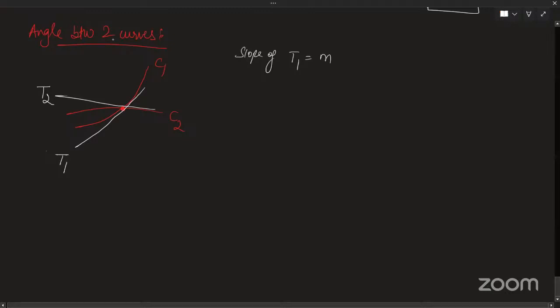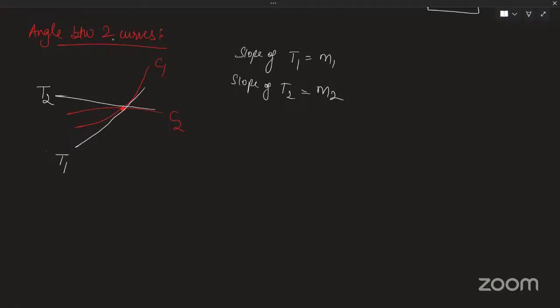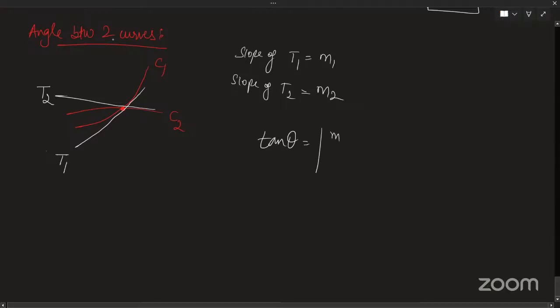I name it as M1. I can find the slope of tangent 2 by differentiating the second curve. I call it M2. If you have got the slope of two lines, can you find the angle between them? Have you done it in straight lines? Angle between two curves by knowing their slopes.